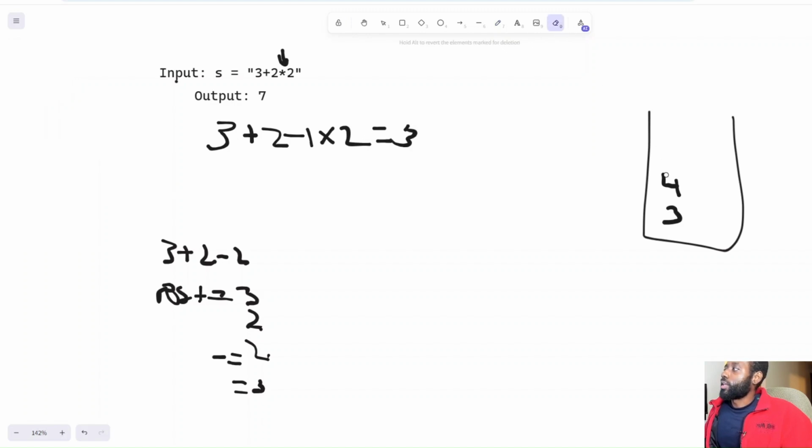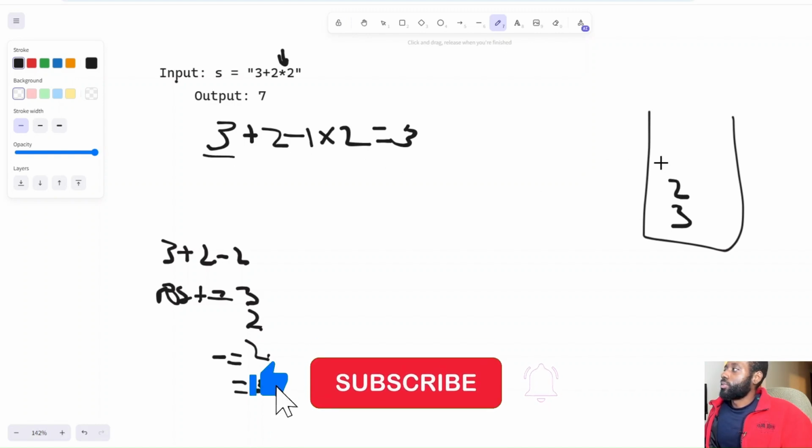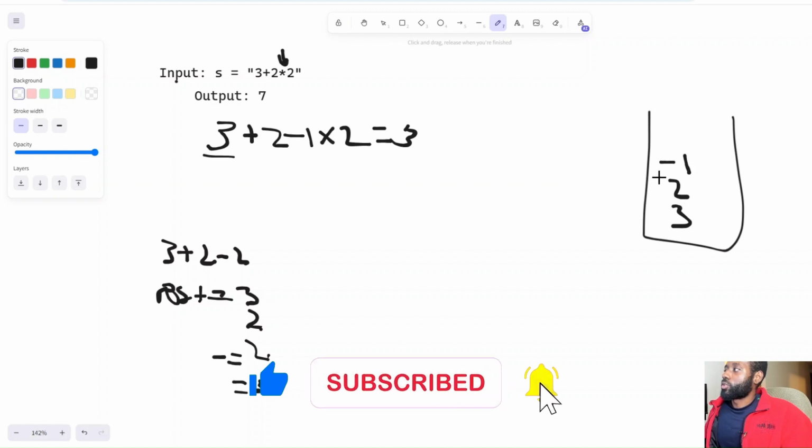So let's quickly run through how we would go about it. The algorithm is going to be very simple. We would just do 3 because it's only a number. Then we do 2, then we do -1, because if there's subtraction or addition, we just add them straight up. And we see a 2 here, which is a multiplication, and that's what it's pointing at.